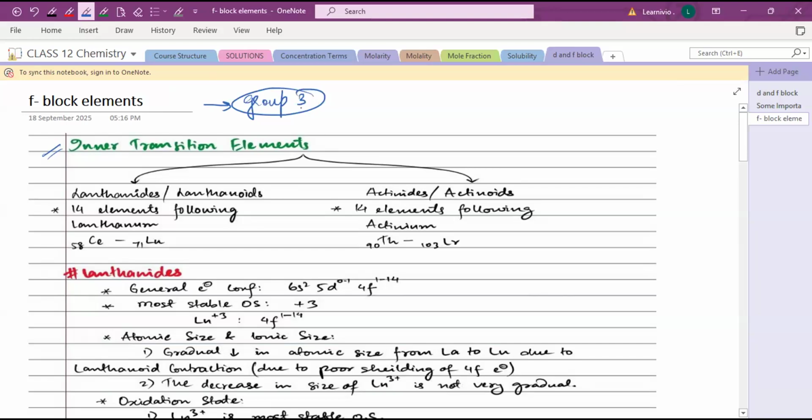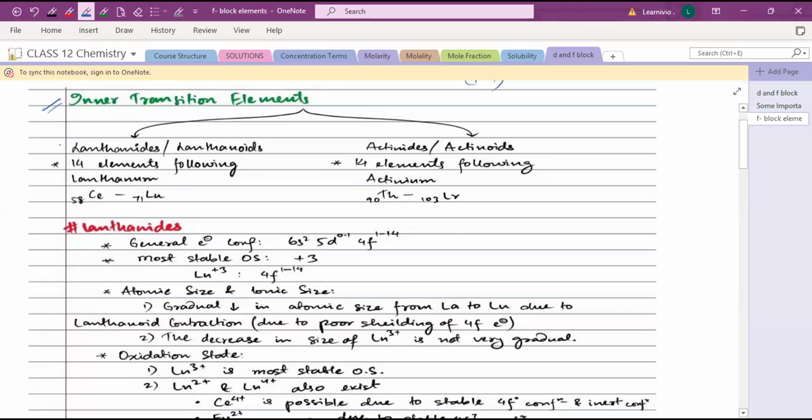Not all the group 3 elements, but F block elements have two series: the lanthanoid series and the second one, the actinoid series. The lanthanoid series is located in group 3 and period 6, and the actinoids are located in group 3 and period 7. So inner transition elements are classified into two series, lanthanoids and actinoids.